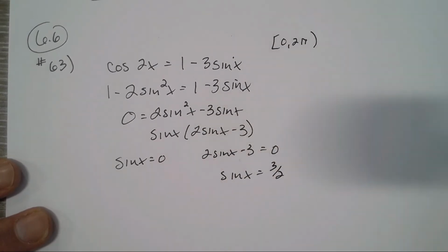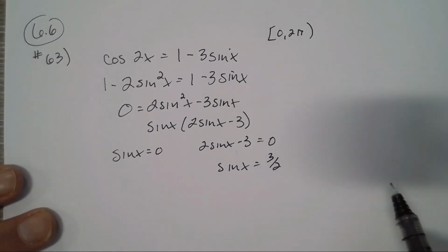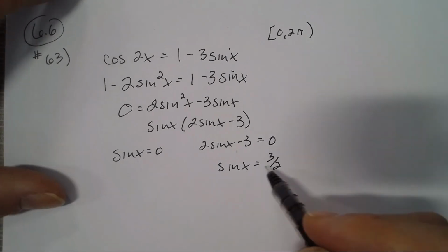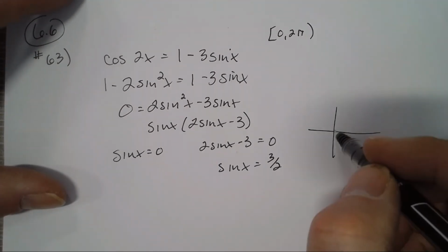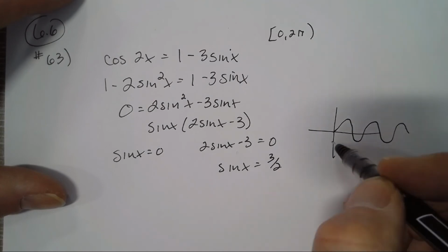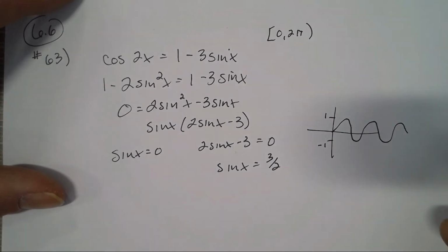Well, we don't know what that is. It's not square root of 3 over 2, it's 3 over 2, okay? So when is sine equal to 3 over 2? Well, remember, sine goes from negative 1 to 1. It never goes above 1. So it's impossible that it would ever equal.